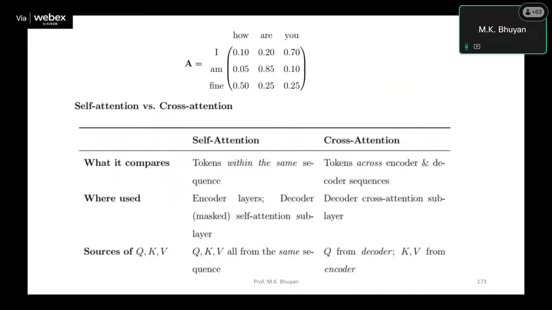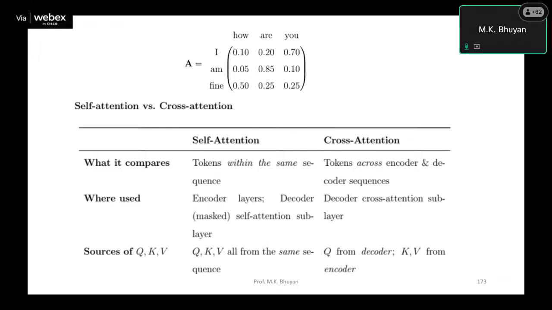So what is the difference between the self attention and the cross attention? If you see the matrix here, on the vertical side I am considering I am fine, and on the horizontal side how are you. First, you can see I and you are related, so the attention score is 0.7. After this, M and R are related, so the attention score is 0.85. And fine and how are related, so the attention score is 0.5.